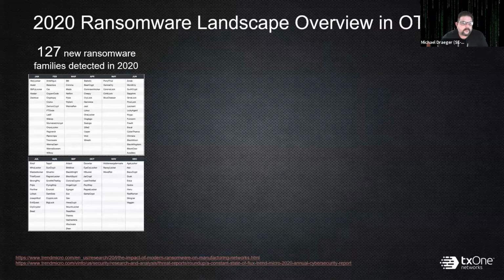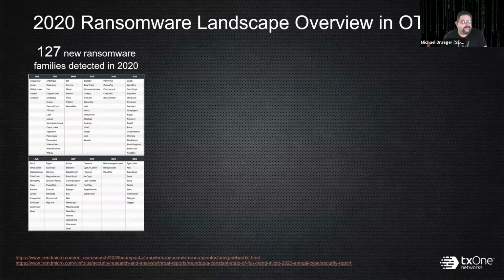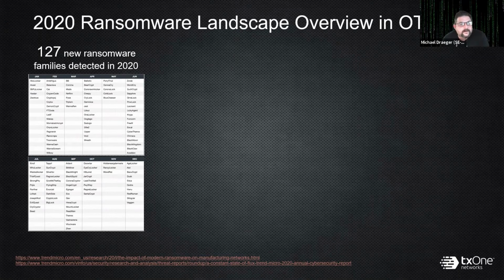Now, over the last year alone, we detected 127 new ransomware families. This is, can't really see that graph right now. Anyway, 127. What was your question?